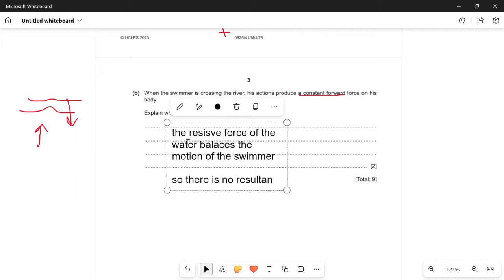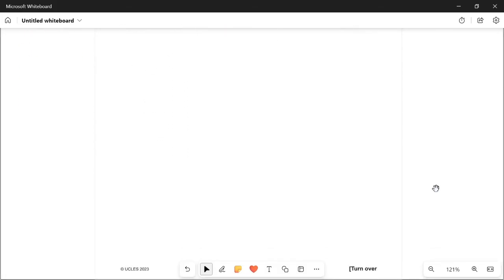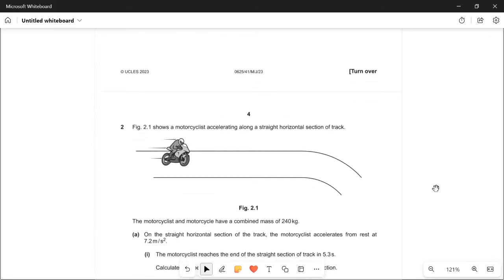Resultant force. Sorry. That's going to be our answer for the 2 marks. Let's move on to the next question. Number 2.